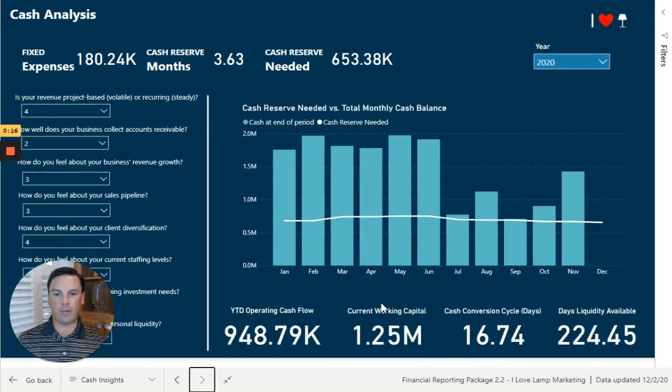On the bottom, we've got operating cash flow, working capital, the number of cash conversion days, how long it takes to get cash into the business, and our days liquidity available. So this is a super quick, super high level run through the financial reporting package.